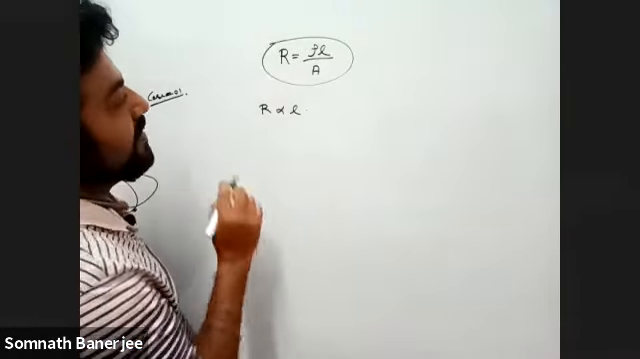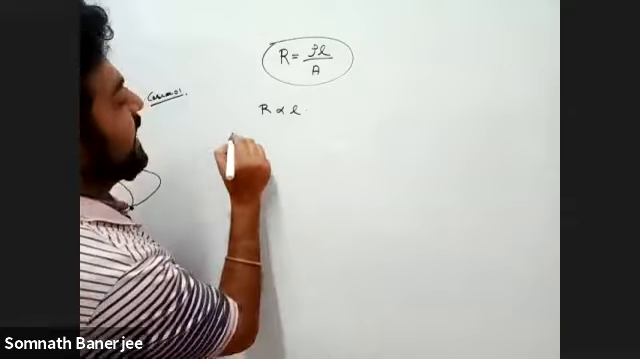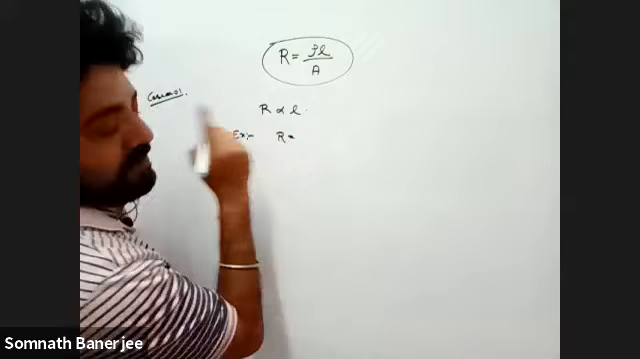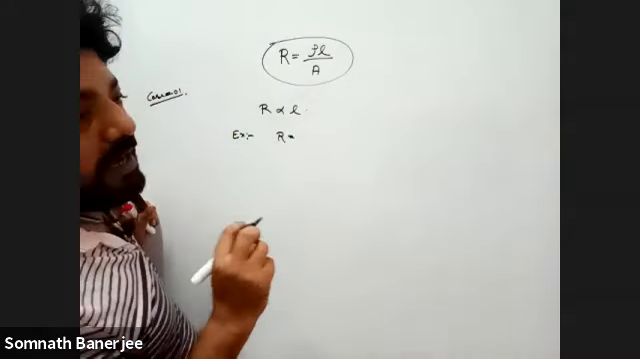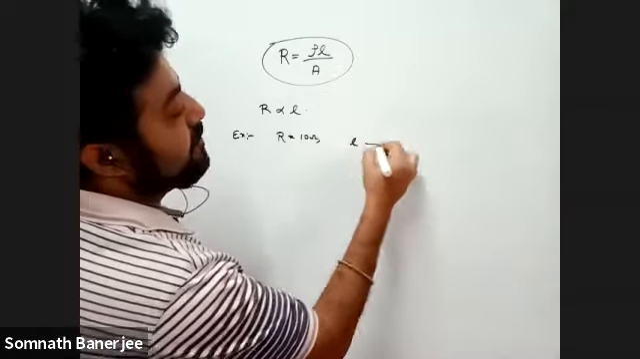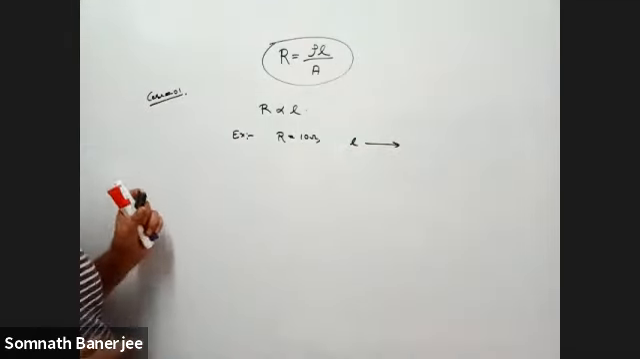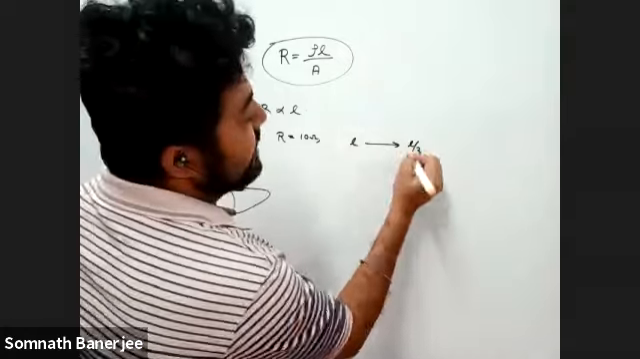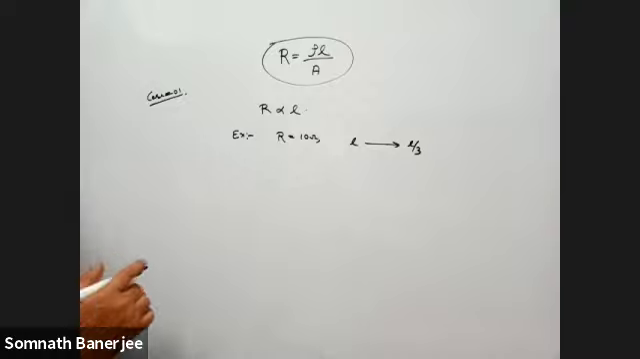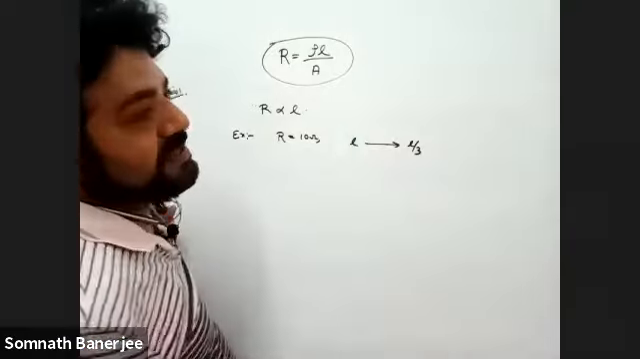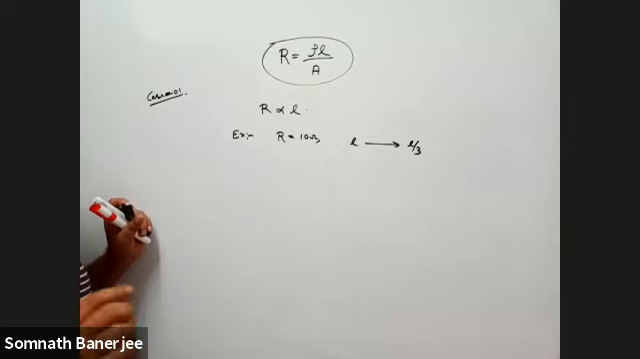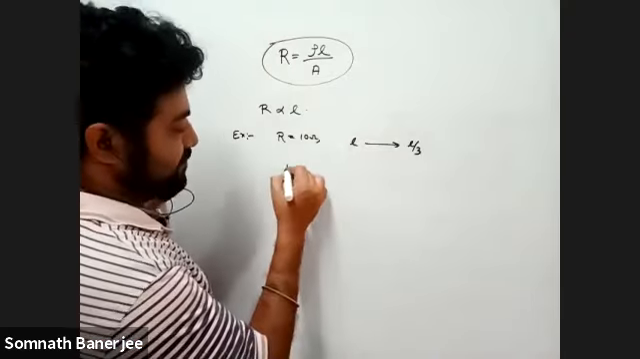Example, suppose they give you a question like this: a wire has resistance 10 ohm, its length is L, and we cut it in 3 equal parts. So what is the length of each part? L by 3. Now the question is to find the resistance of each part.